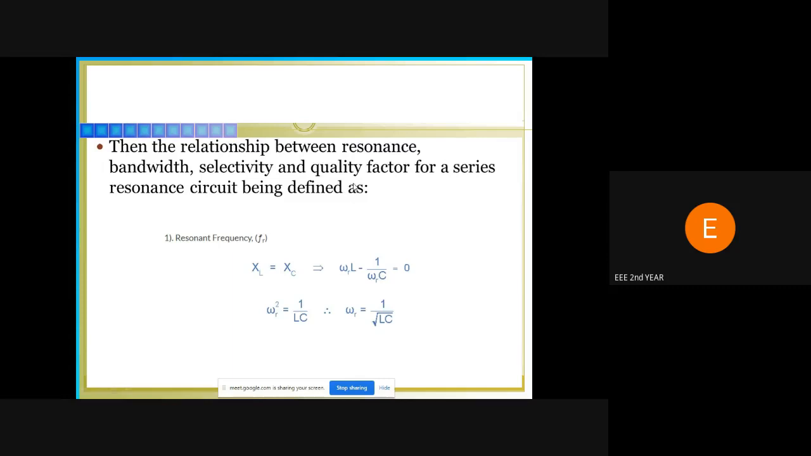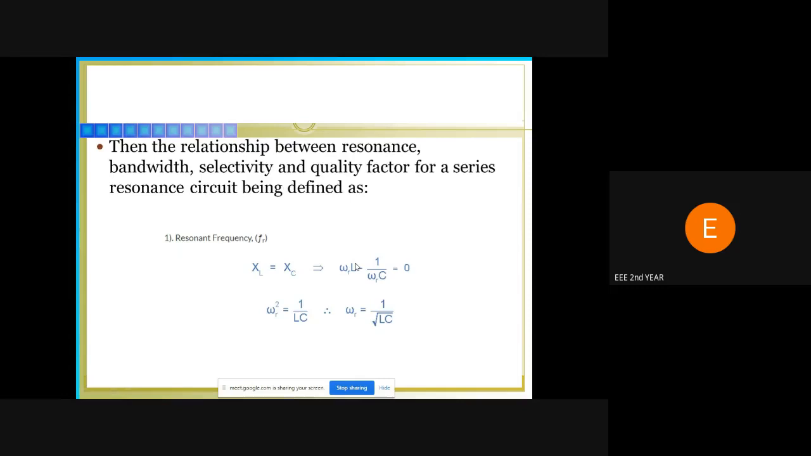The Q factor is normally called the magnification. It is called either Q magnification, Q factor, or figure of merit, so in other words, they may be asked. So the relationship between these things: resonance, bandwidth, selectivity, quality factor. First, the resonant frequency.